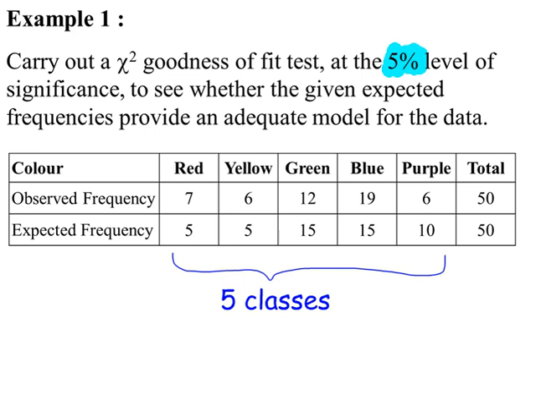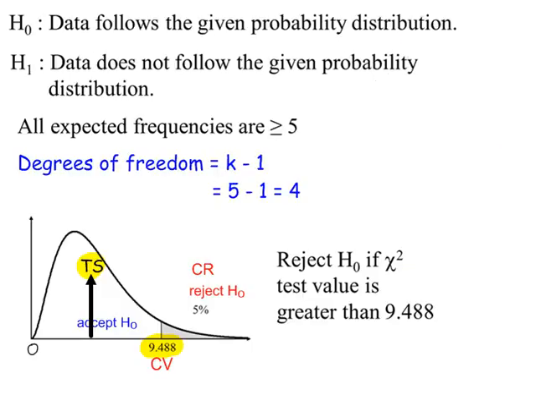Example 1. So we have a complete table, all of the O values and E values on here, all of the E values are at least 5, so no issues there. 5% significance level. There are 5 classes. Do not include the total column there when you're looking at the classes. So H0 and H1. 5 minus 1, 4 degrees of freedom.